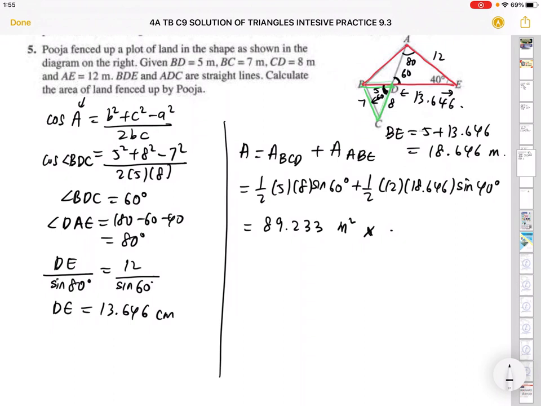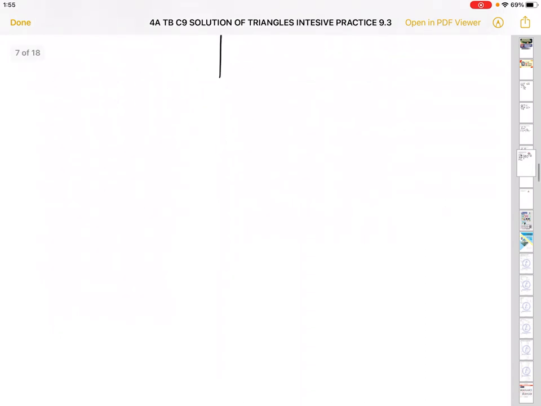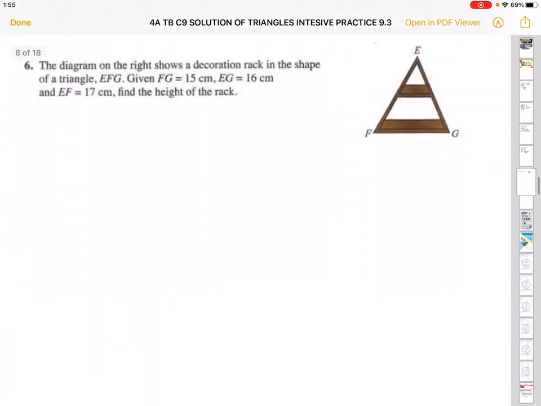All right. Okay, let's move on to the next one. Okay, it's probably the last one. Now, diagram shows a decoration rack in the shape of a triangle EFG. Given that FG is now 15, EG is now 16, EF is now 17. Find the height of the rack.